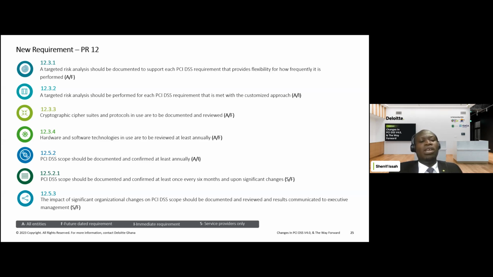Then 12.5.3 says that the impact of significant organizational changes to PCI DSS scope should be documented and reviewed, and the result communicated to executive management. So basically what this is saying is that when there are significant changes within the scope of the PCI DSS, it needs to be documented. The impact needs to be assessed for management approval. Now, significant here is subjective, or it is based on the scenario, but we can talk of situations like mergers or acquisition of organizations, or integration of different systems, or decommissioning or even commissioning of devices within the CDE, the cardholder data environment.